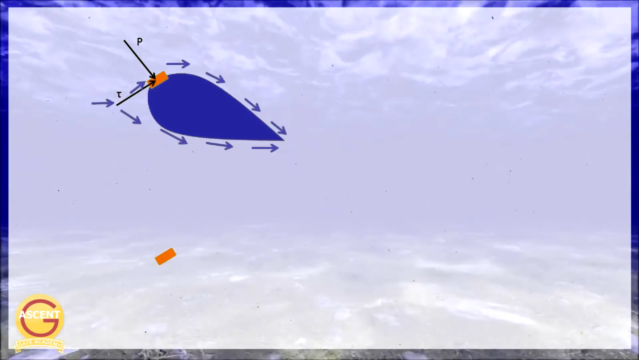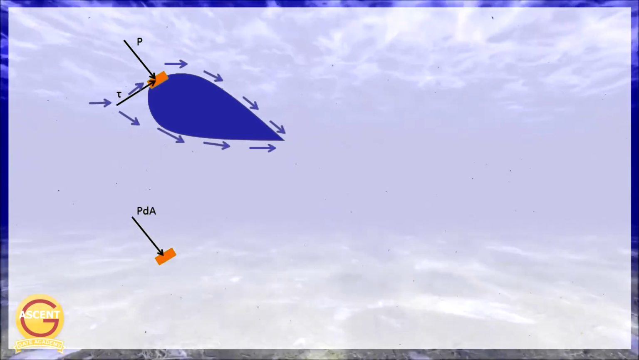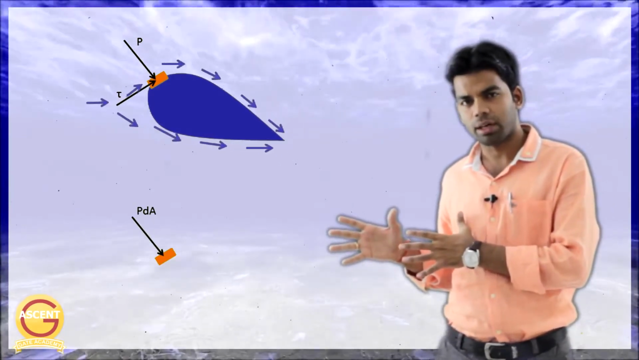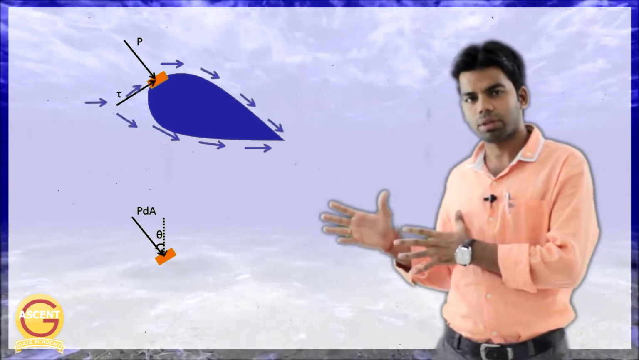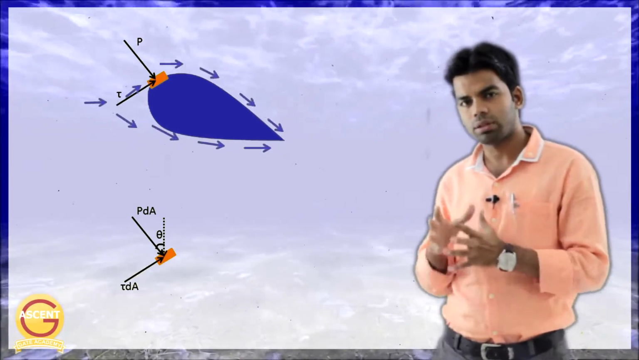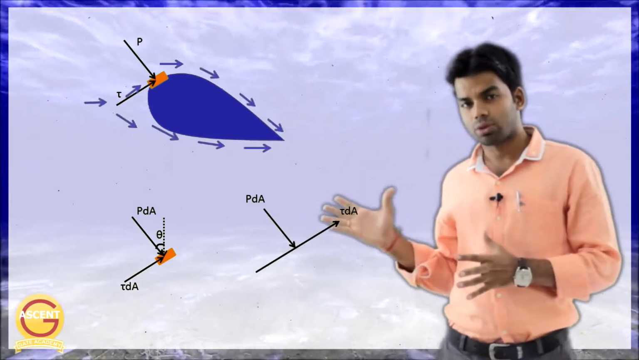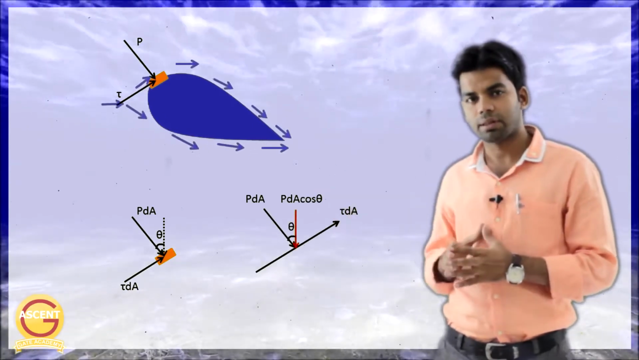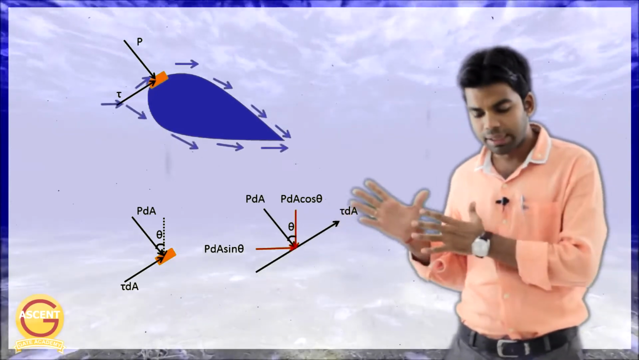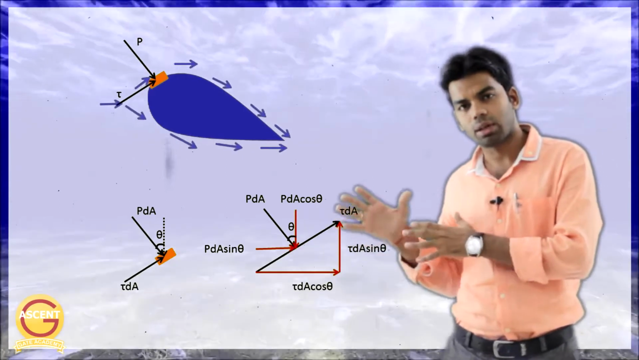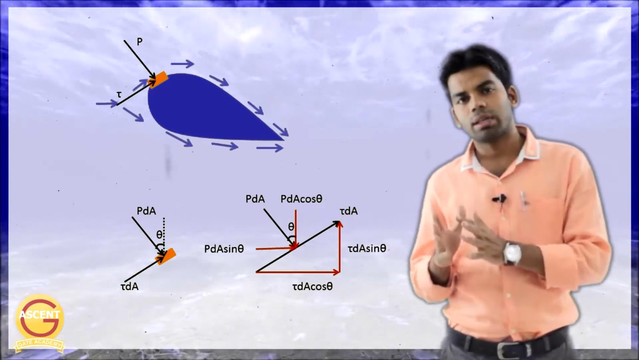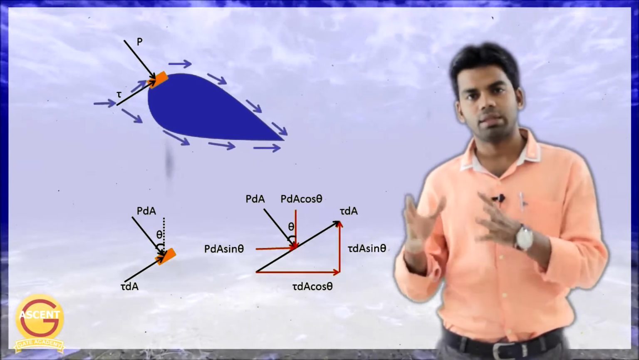Now just consider a small strip in which the pressure force PdA is acting. Because of pressure, the pressure force will act, which is nothing but P into dA, pressure into area, acting at an angle theta from the vertical, and the force due to shear stress tau is acting on the surface of the plane. Now let us resolve these two forces. PdA can be resolved as PdA cos theta, the vertical component, and PdA sin theta, the horizontal component. Similarly, tau dA can be resolved as tau dA cos theta, the horizontal component, and tau dA sin theta, the vertical component. The horizontal component will contribute to the drag force, and obviously the vertical component will contribute to the lift force.